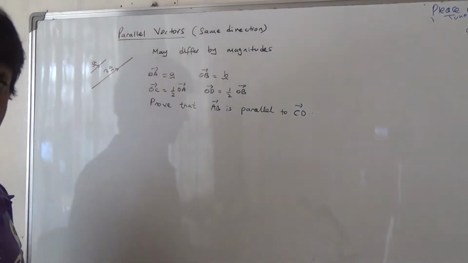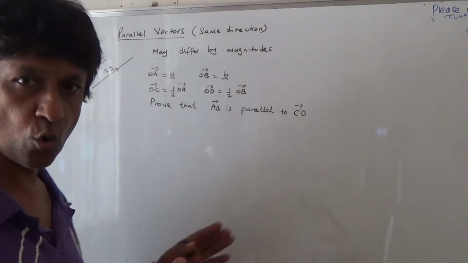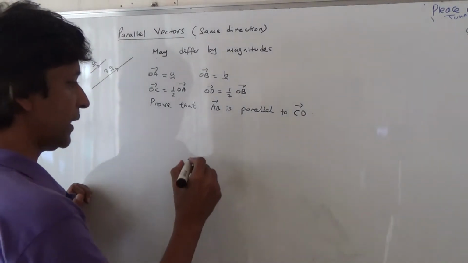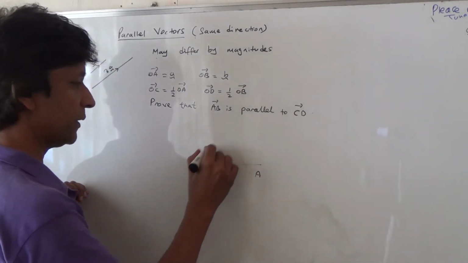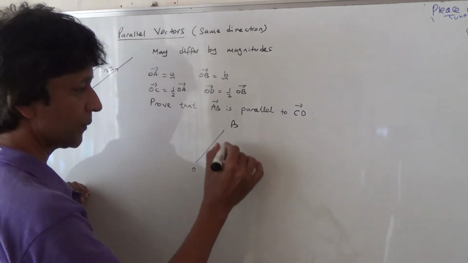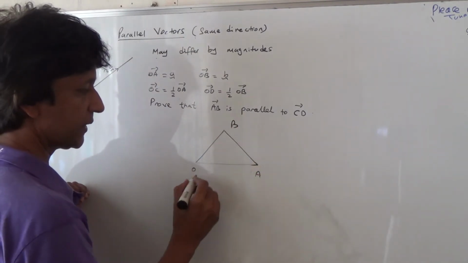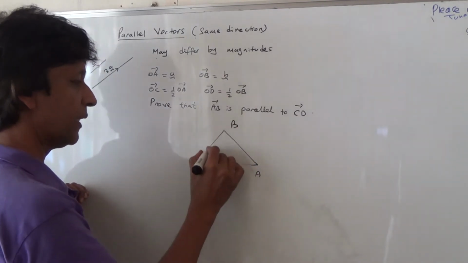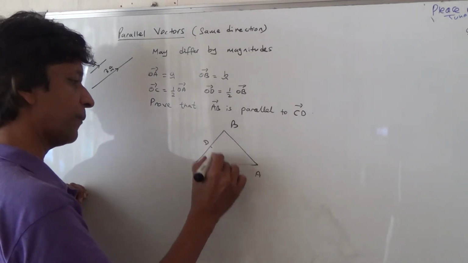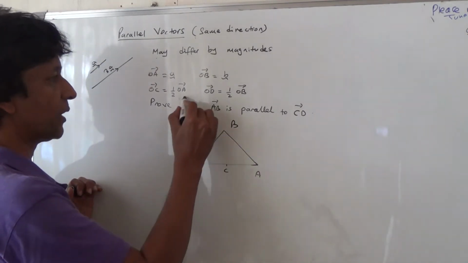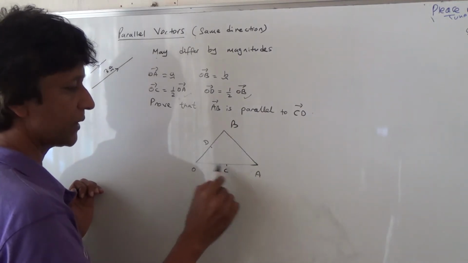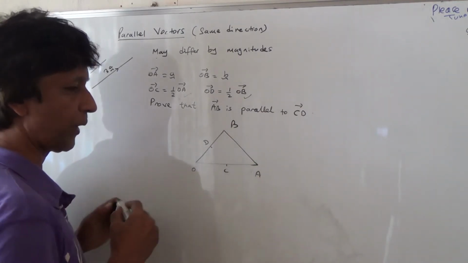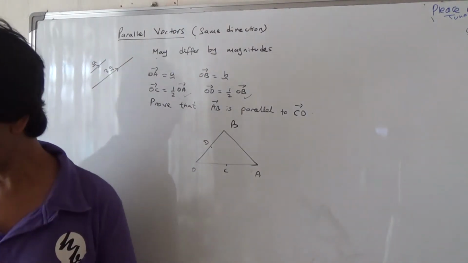Again, what we are going to do is draw a diagram. Let's say that this is the vector OA and this is your vector OB. And let's say C is somewhere halfway and D somewhere halfway, because we are told that OC is half OA and OD is half OB.